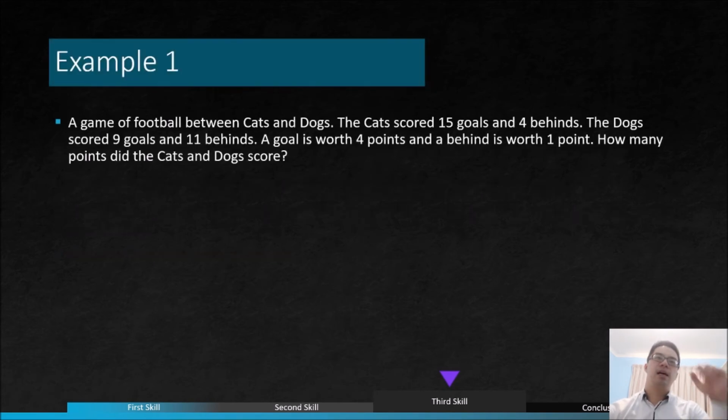So example 1, a game of football between cats and dogs. Cats score 15 goals, 4 behinds. Dogs score 9 goals, 11 behinds. A goal is worth 4 points and a behind is worth 1 point. How many points do the cats and dogs score?